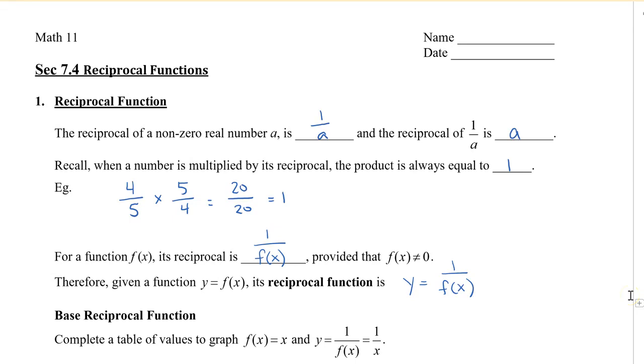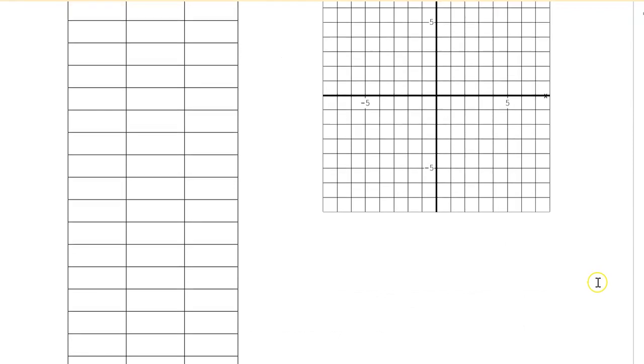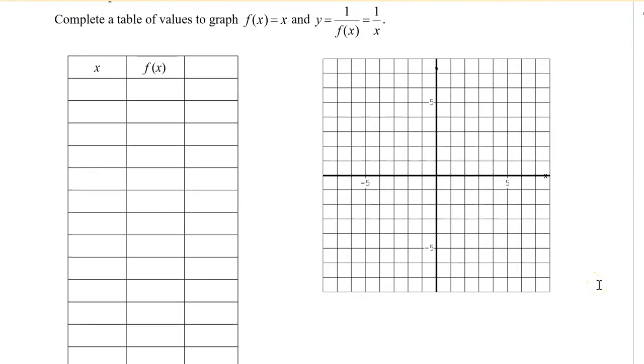So let's take a look at the base reciprocal function and see what it looks like. So I have this very large table of values here, which I'm going to fill with some numbers into f of x equals x. And then I'm going to take the reciprocal of the y values and write that as 1 over f of x, or it equals 1 over x. So I'm going to start with some small numbers. So let's go -8, -7, and we're just going to increase all the way to 8.